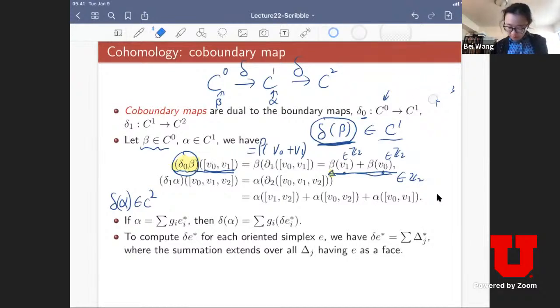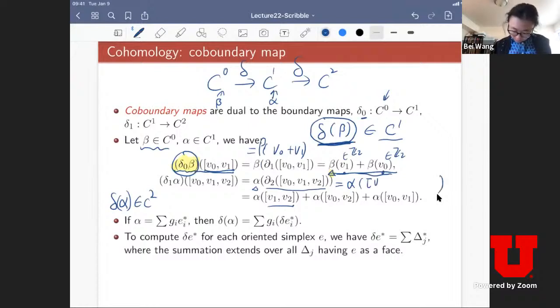Forget about this example. It's not actually corresponding to the same index, but it doesn't matter. We're just operating on elementary chains right now. So it's operating on a triangle V0, V1, V2, and it's equivalent to applying alpha to the boundary of it, because alpha is a function over linear combinations of edges. So I just take the boundary of the triangle, okay? So this is equal to alpha operating on the boundaries, which is V1, V2 plus V0, V2 plus V0, V1.